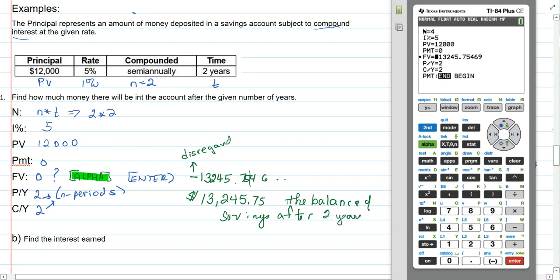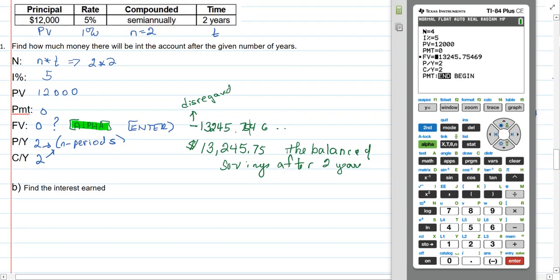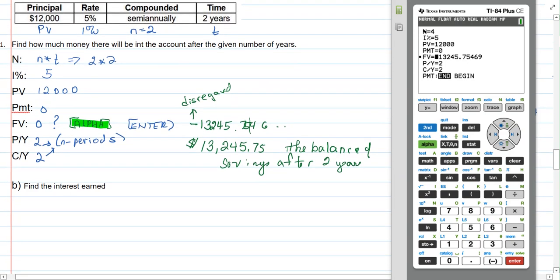All right. So we have $13,245.75. Well, now they want us to find interest earned. Interest earned is our future value minus our present value.